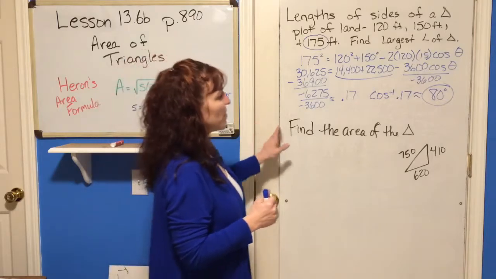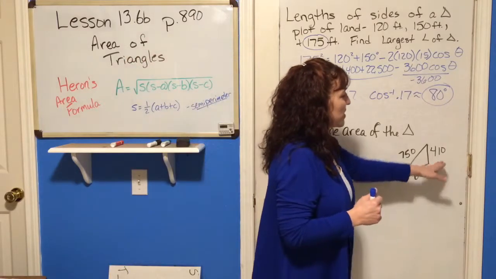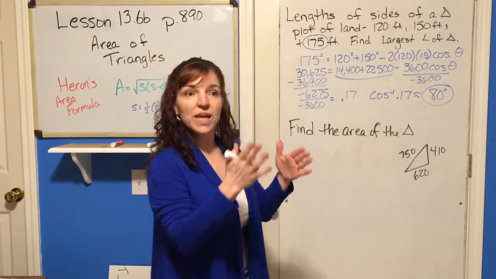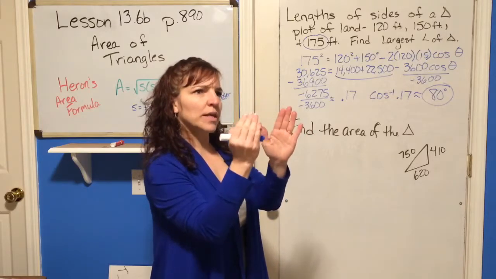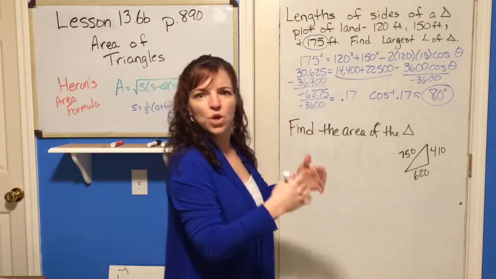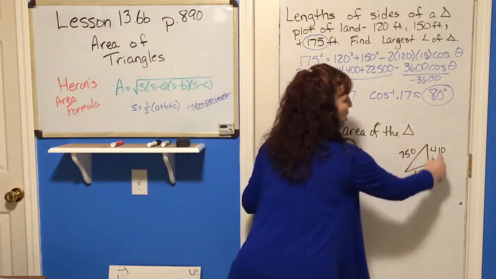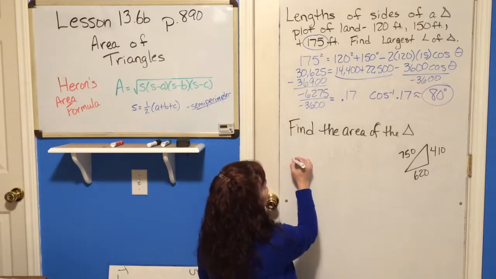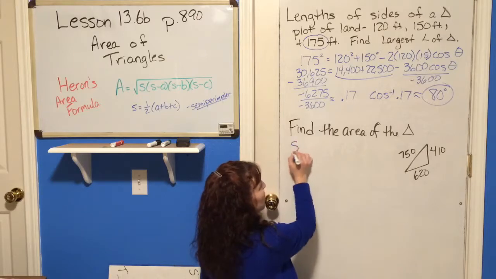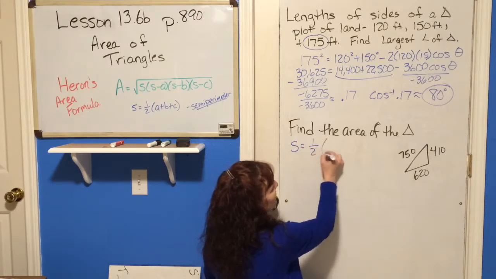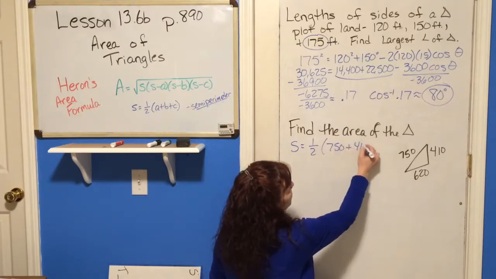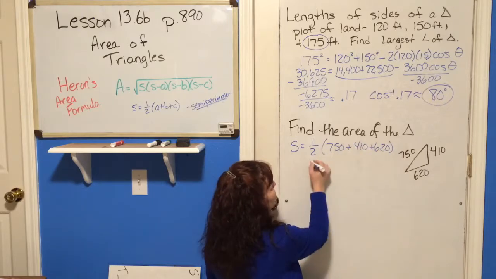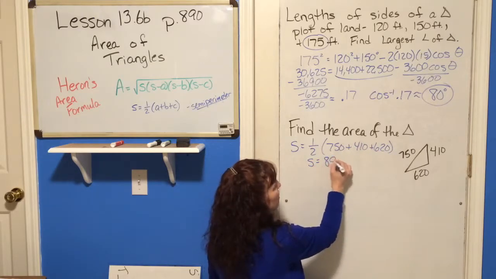So let's find the area of this triangle when we know sides A, B, and C, but we don't know the angle. Before, we could use the one-half times the B and the C, and I don't remember it now, and I'm on video showing that I don't remember it. Because we don't have an angle here, we're going to use this formula. First, before we find the area, we need the semiperimeter. The semiperimeter is going to be 1/2 of 750 plus 410 plus 620. When we add all of those up and divide by 2, our semiperimeter is 890.